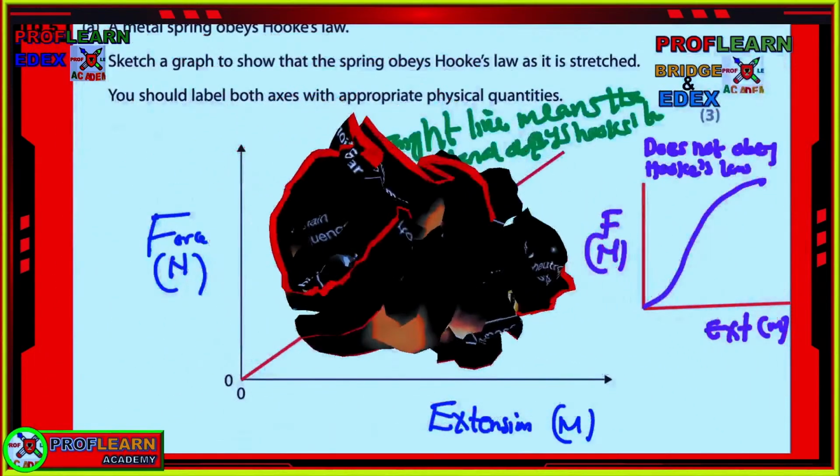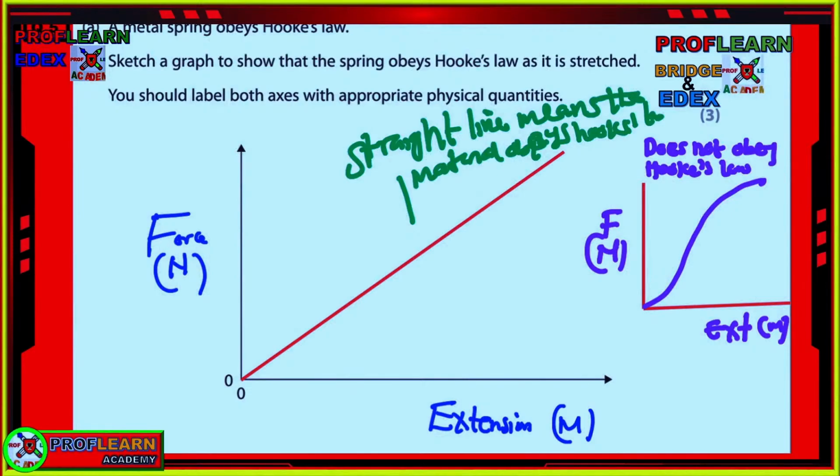Now, moving to the next question, the concept that was tested here is Hooke's law, and we are told to sketch a graph to show that the spring obeys Hooke's law. If you want to show that the material obeys Hooke's law, it should be a force against extension graph, and it should be a straight line. That means it obeys Hooke's law, meaning that extension is directly proportional to the force applied.